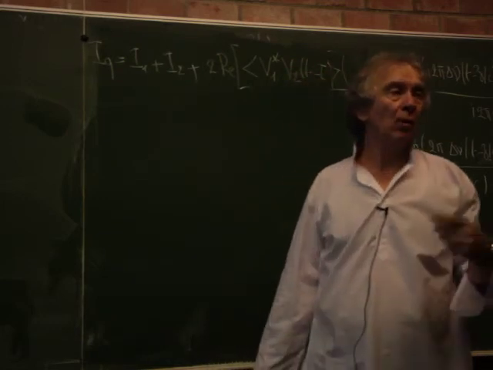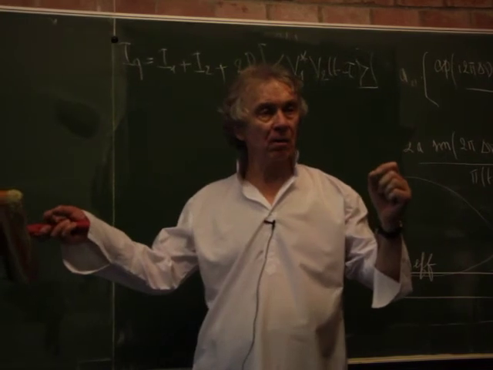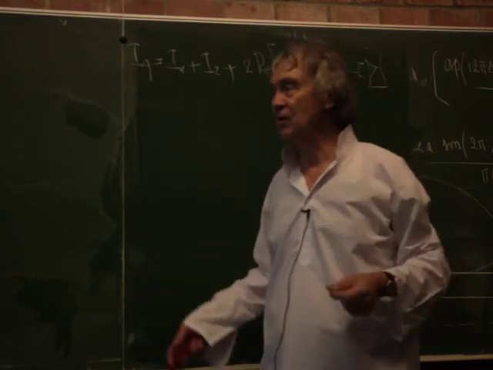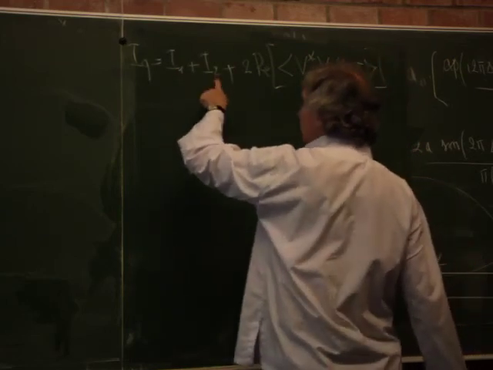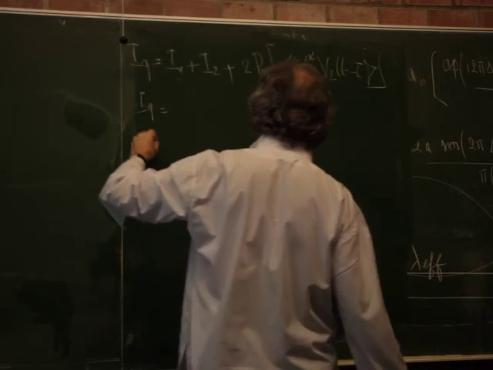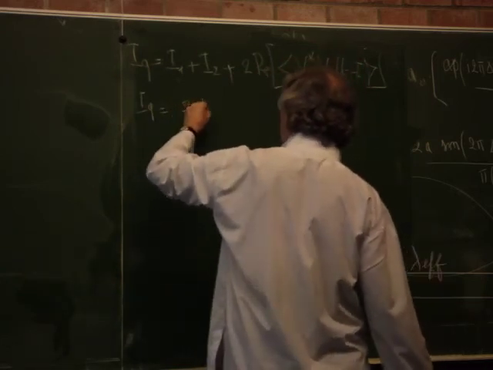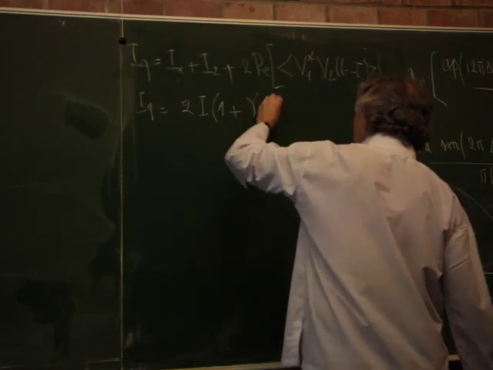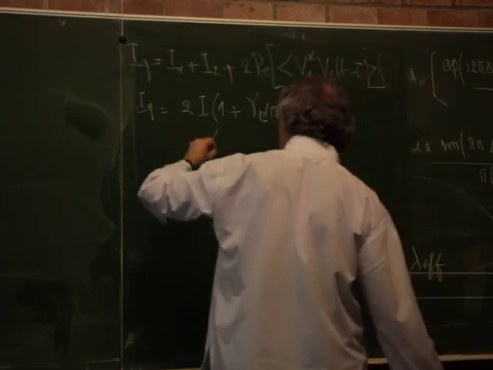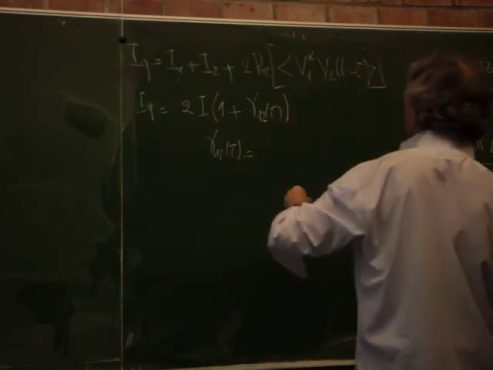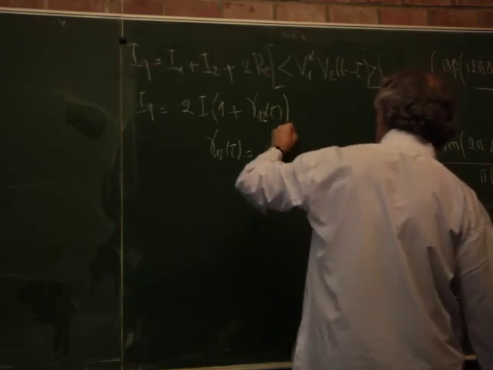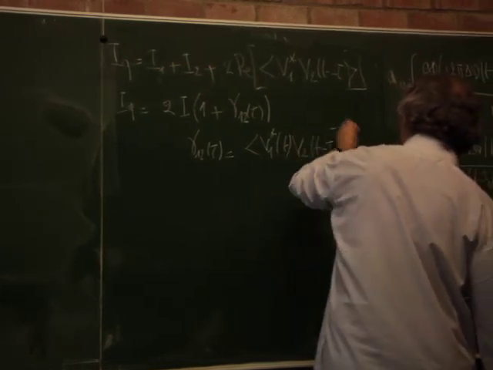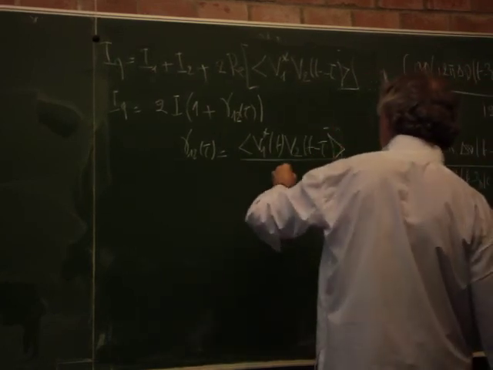Now, in all interferometers, you may assume that the two holes are the same. So let's make that simplification. Otherwise, it's not difficult to take into account the different size. I can write that I1 is equal to I2 in that case. So IQ would be equal to 2 times I multiplied by 1 plus gamma 1,2 of tau, where gamma 1,2 of tau is equal to the time average of V1 star of t times V2 of t minus tau, divided by I.